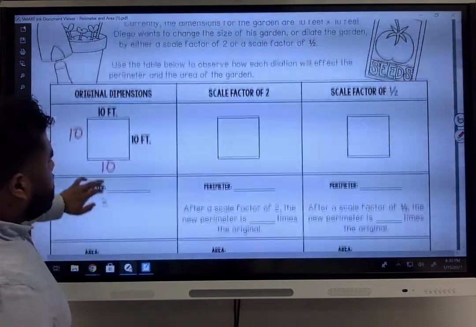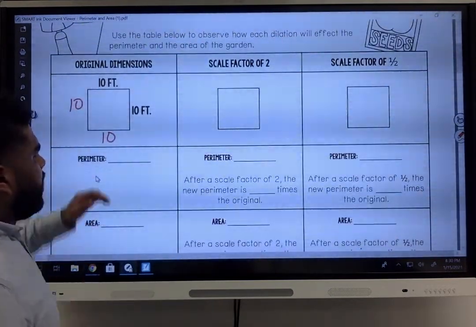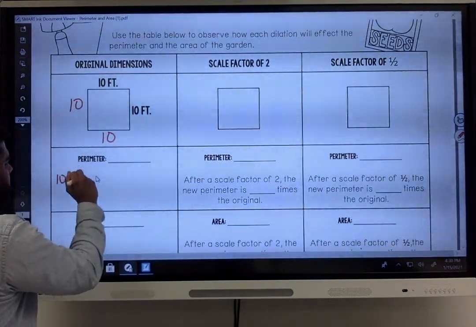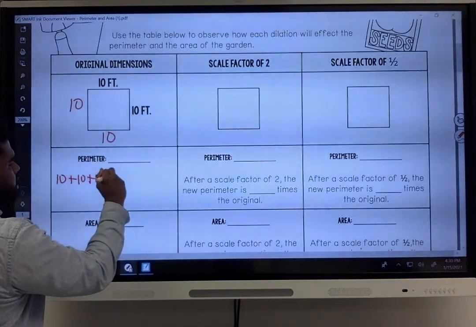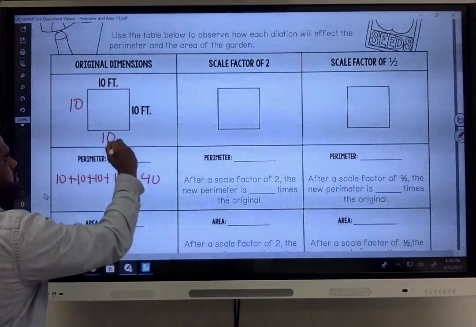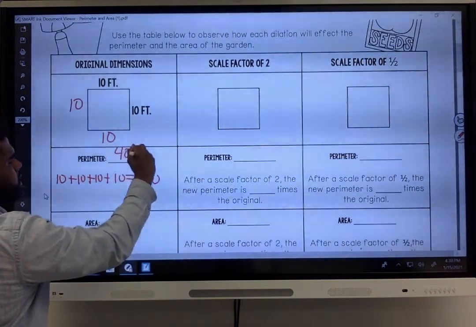So now what's the perimeter? Well, the perimeter is when you add up all the side lengths around. So we're going to do 10 plus 10 plus 10 plus 10. That's going to equal 40. So our perimeter is 40 feet.